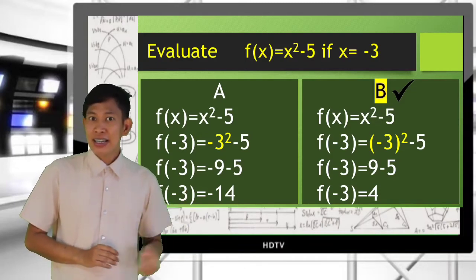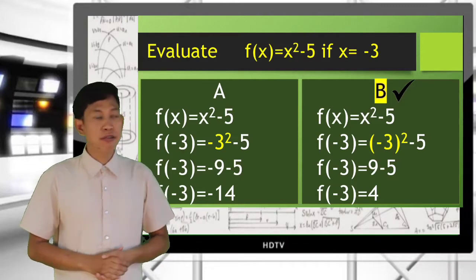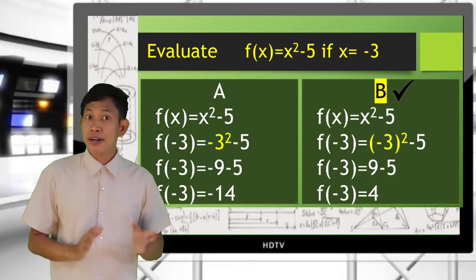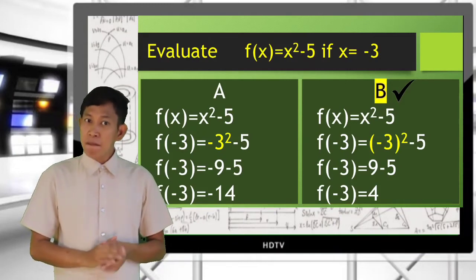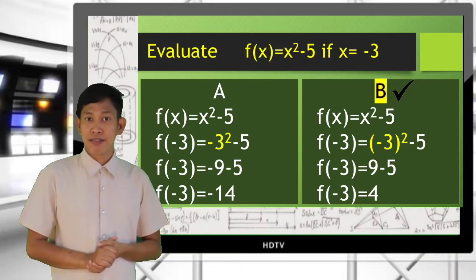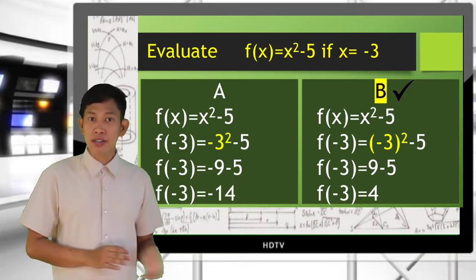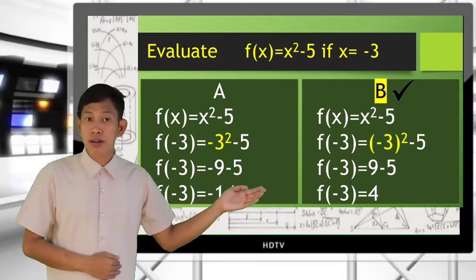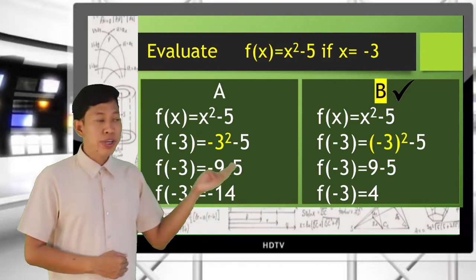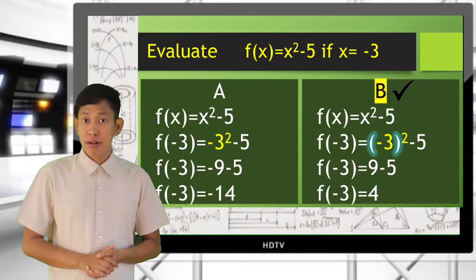Why? Let's compare and let's focus on the solution, letter A. So looking on it, class, there is no parenthesis, meaning you only square 3. So that's why we have negative 3 square minus 5 means you only square 3. So we have square of 3 is 9. So we have now negative 9 minus 5.